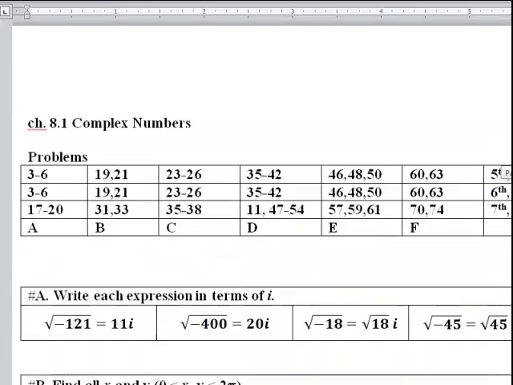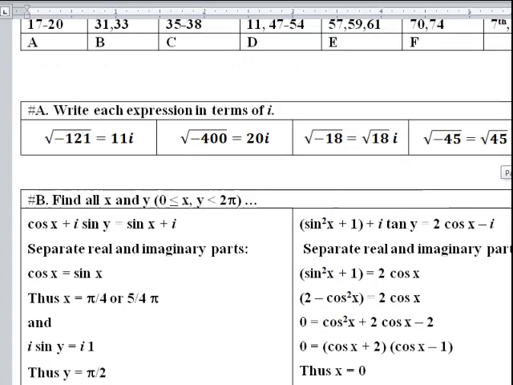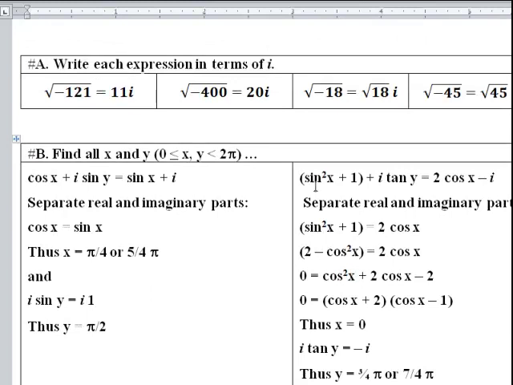Alright, some problems. I already worked these out, so I'm just going to glance over them here as I go through. So I expect not to do any algebra steps because it's already all worked out. Square root of negative 121, we'll take the square root of 121, which is 11, and leave the remaining square root of negative 1 as i. Square root of negative 400, square root of 400 is 20, leave the square root of negative 1 as i.